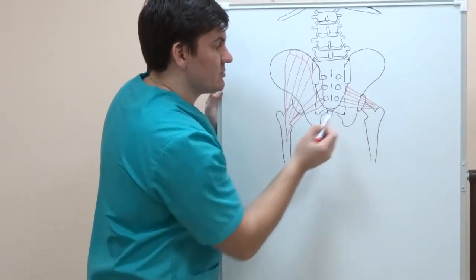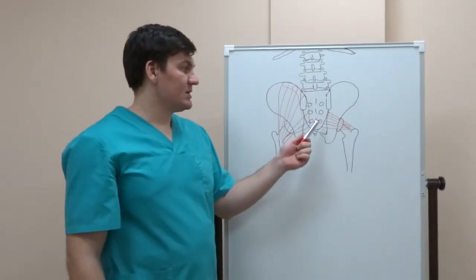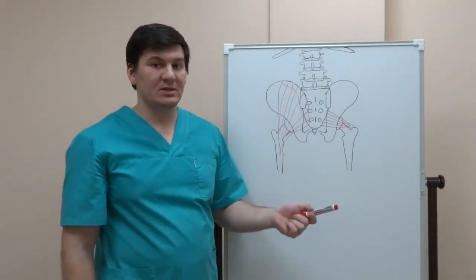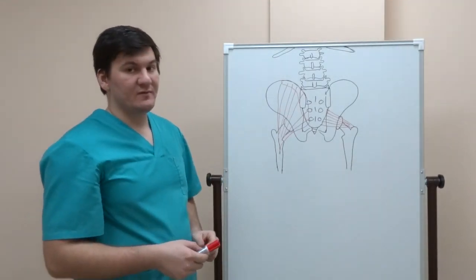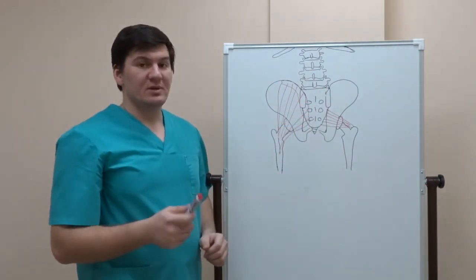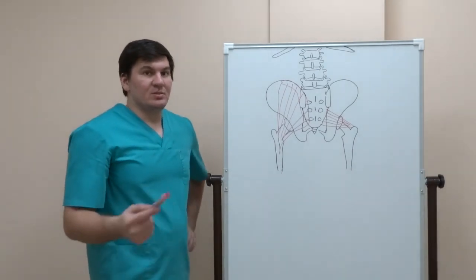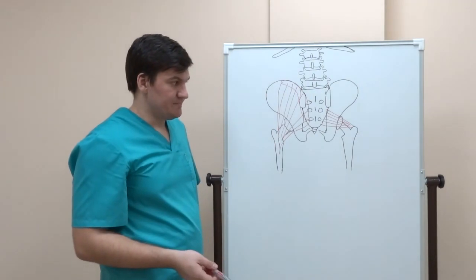In other words, this muscle has attachments at both the sacrum and the femur, and it also contributes to stabilizing the sacroiliac joint. This is the first muscle that attempts to stabilize the joint. It does so when the gluteal muscle is not functioning properly.